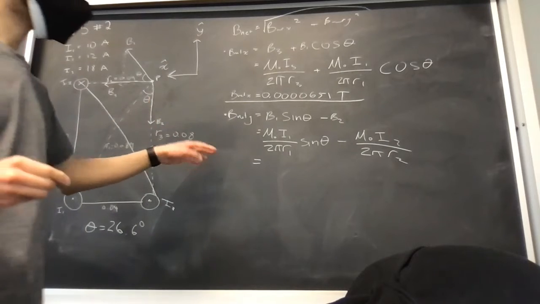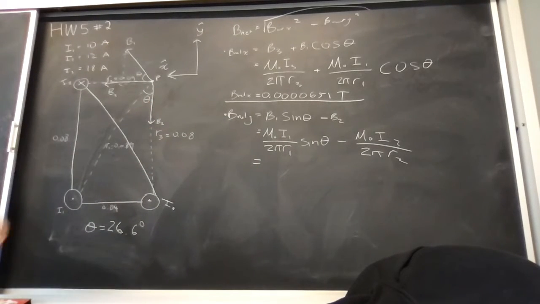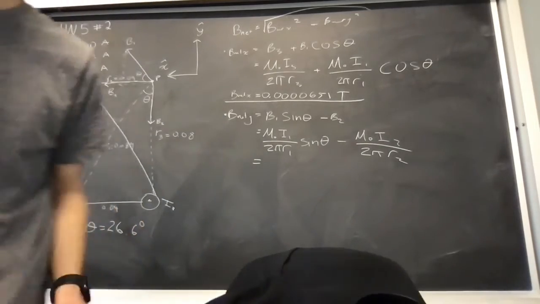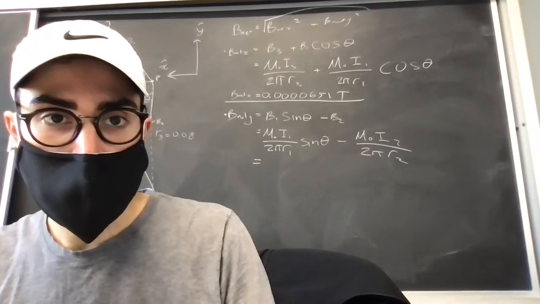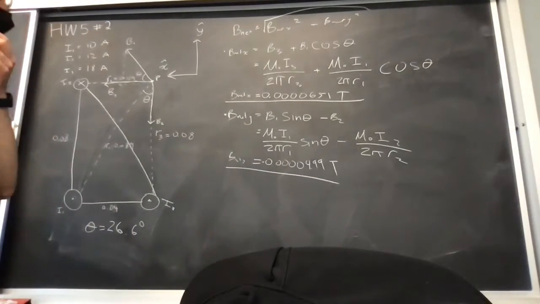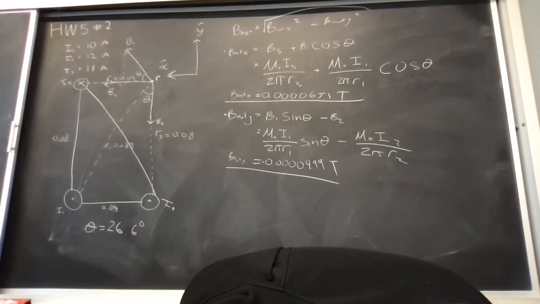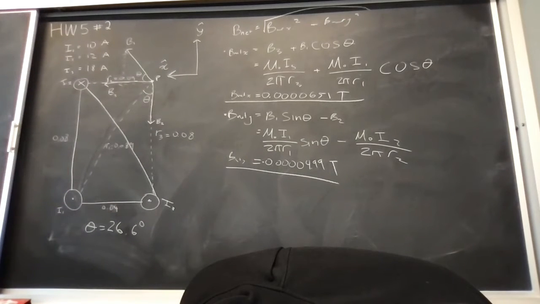Something I like to do here is factor out the mu naught over 2 pi because they both have those. That saves time if you weren't already doing that. So let me pause again and plug into my calculator. All right, solve that out. That's a negative 0.40499. And at this point, we're really close to being done. All we need to do is plug into our Pythag equation, at which point we'll get B net.